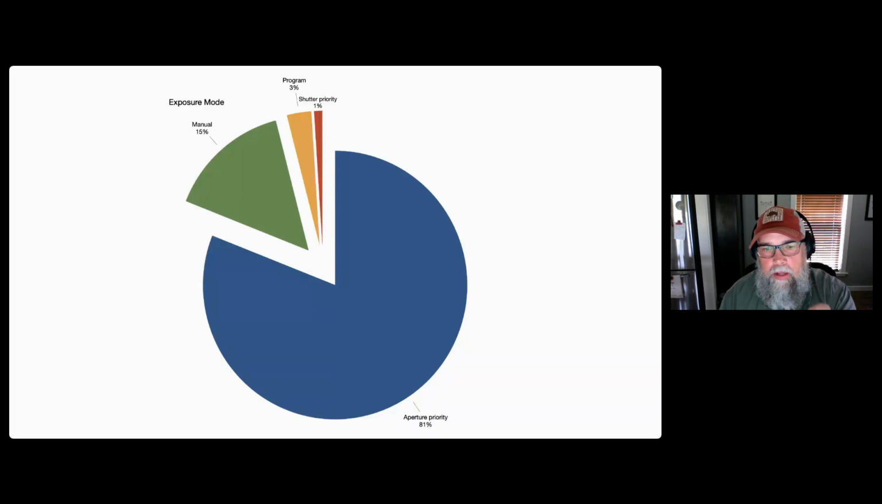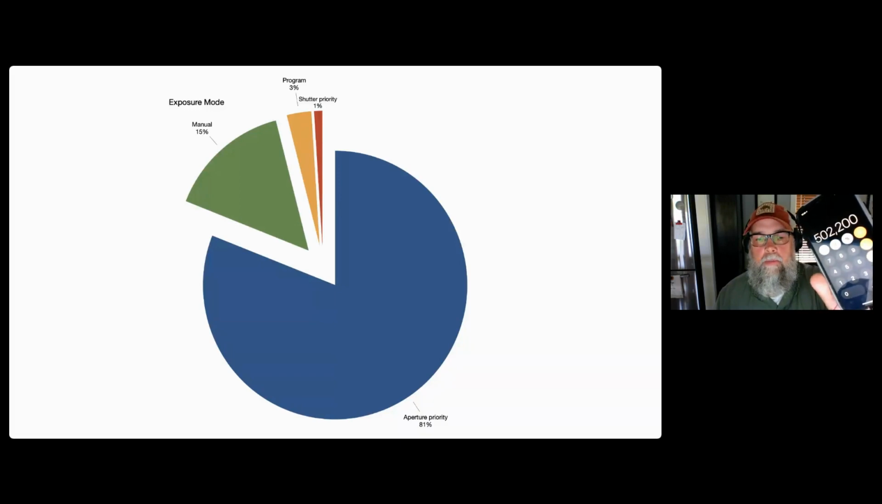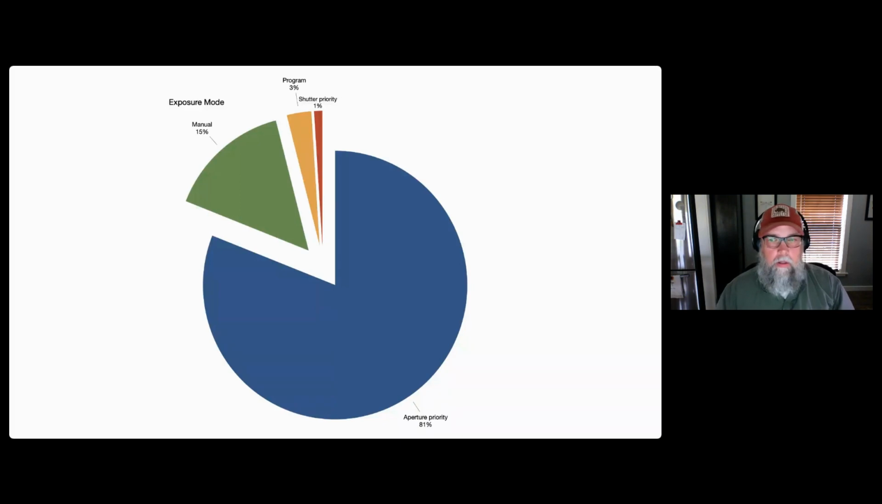I can go through the whole thing of why I choose Aperture Priority, but the fact is I choose it a lot. In fact, the last time I did this graph, Aperture Priority was only 80% of the pictures I took. Now it's grown by 1 percentage point. To do the math again, if you figure 620,000 images, and we figure out how many pictures 81% is, that's 502,200 pictures taken in Aperture Priority. So it's a lot of pictures.